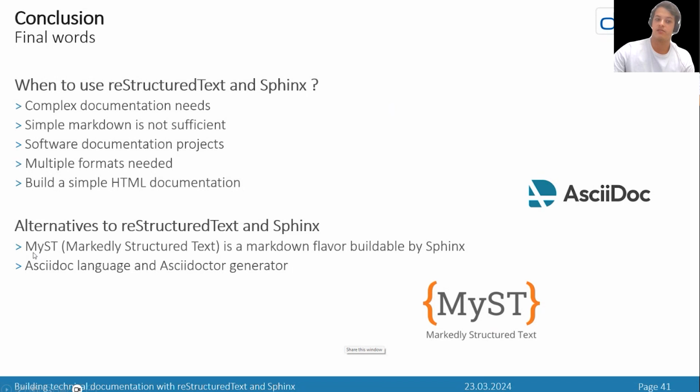So the first one is, for example, MyST, which is a Markdown flavor buildable by Sphinx. And we also have AsciiDoc, which is a language, and the given generator, which is Asciidoctor. I can quickly show you this, and then we can stop this presentation. I'll just show you an example of Asciidoctor.